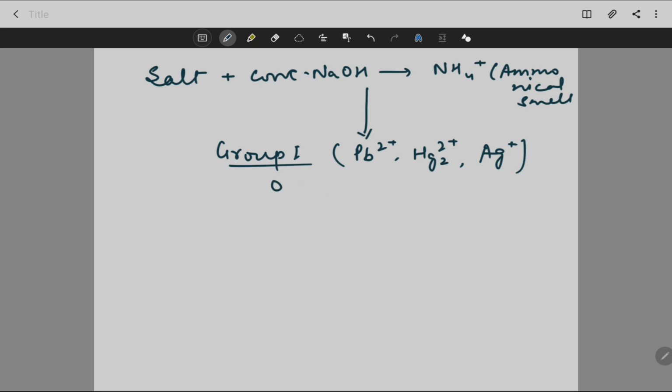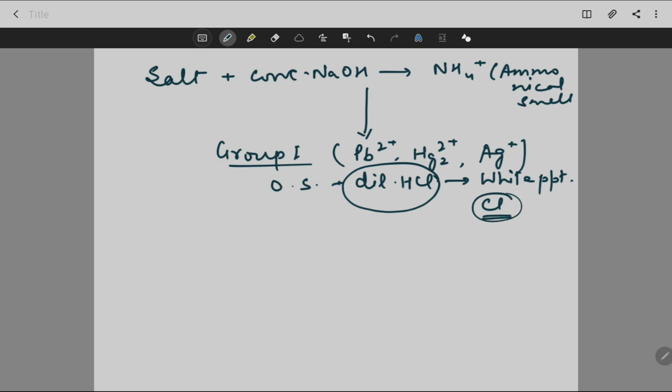We take OS, and in that OS we add dilute HCl. If we get white precipitate, it means lead present. But if we don't have white precipitate, it means group 1 absent. Then we have to move further for group 2. So what is the group reagent for group 1? That is dilute HCl. And group 1 is precipitated in form of its chlorides. Right? Then move to the next, that is group 2.